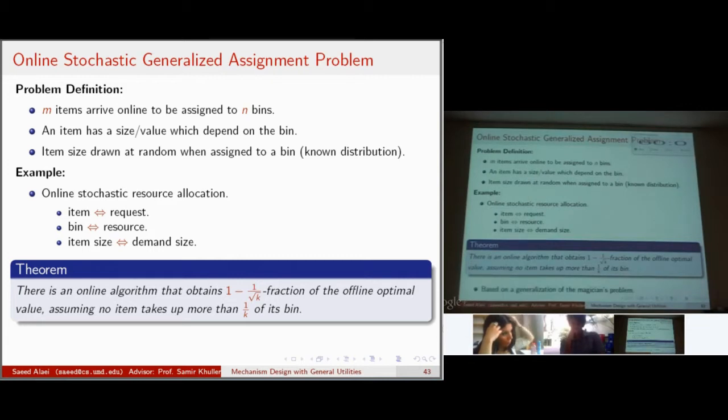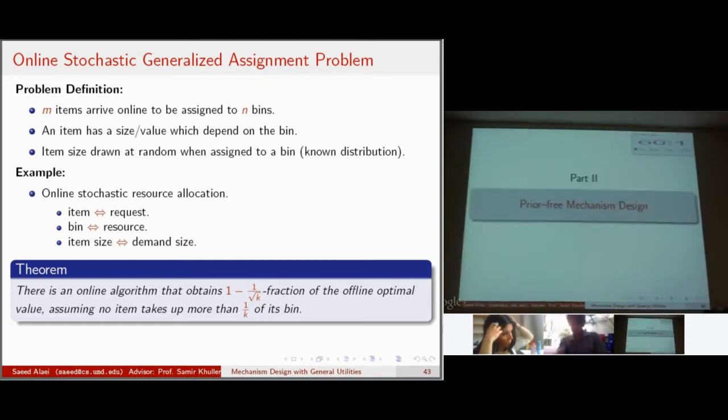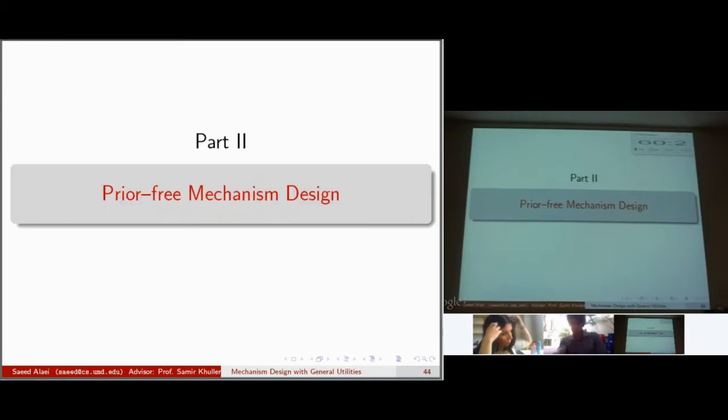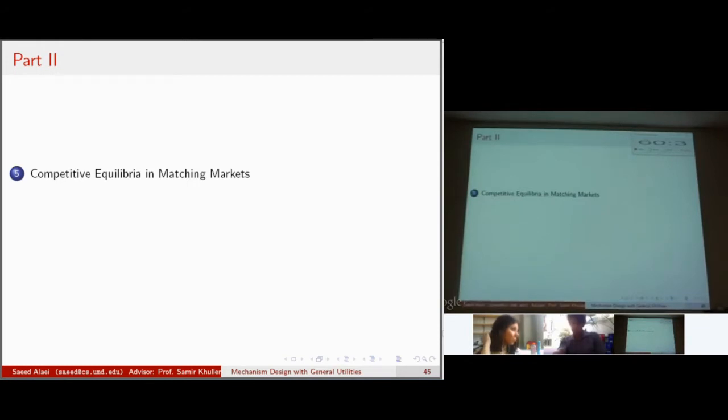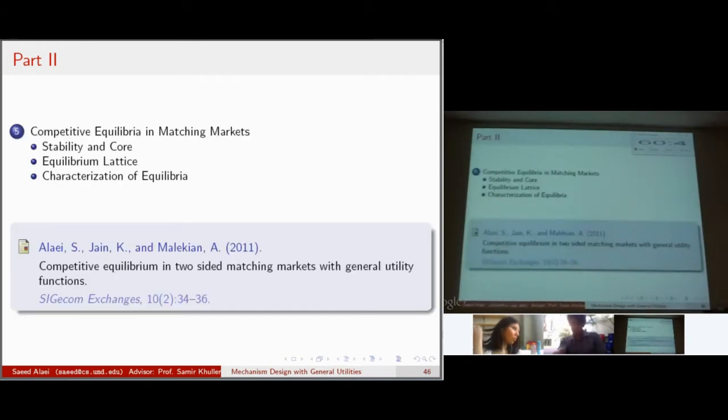It's based on a generalization of the magician's problem. Okay, so part 2 is prior-free mechanism design. Again, this is my proposal, and I will just give an overview, so it's not in detail. It's competitive equilibrium in matching markets, and it's joint work with Kamal Jain and Azhar Malikian.